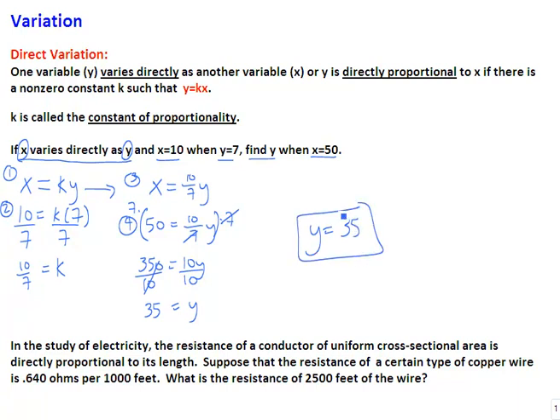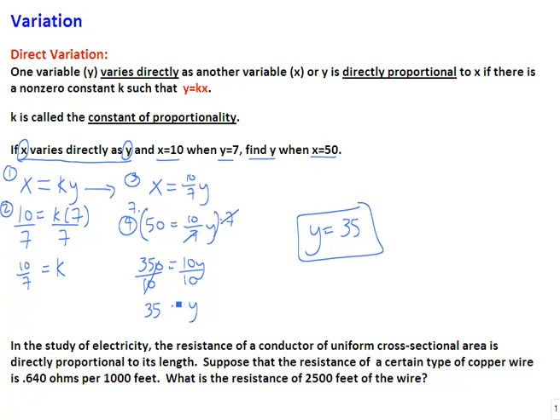So when we do these variation problems, we're going to first set up our generic formula, our relationship between x's and y's. Then we're going to substitute in an x and a y that go together, and that will enable us to find our constant k. Substitute k back into the original relationship, and then substitute in the value that they're giving you so you can find the missing variable.